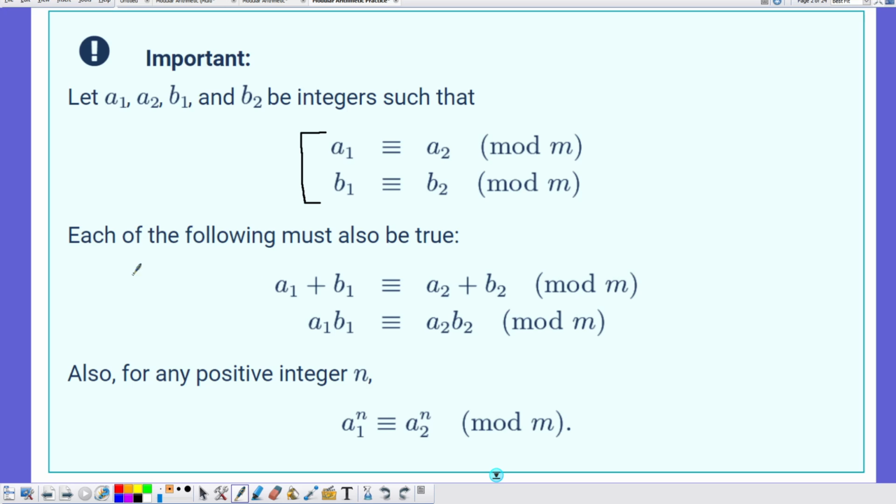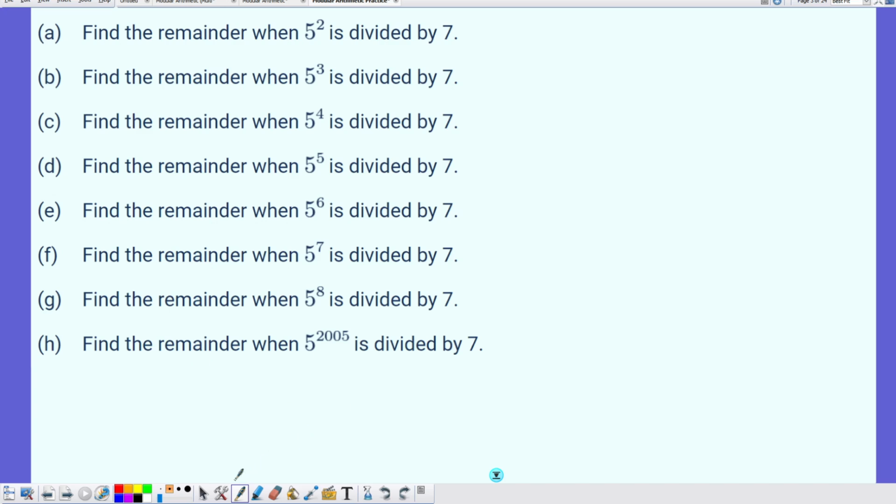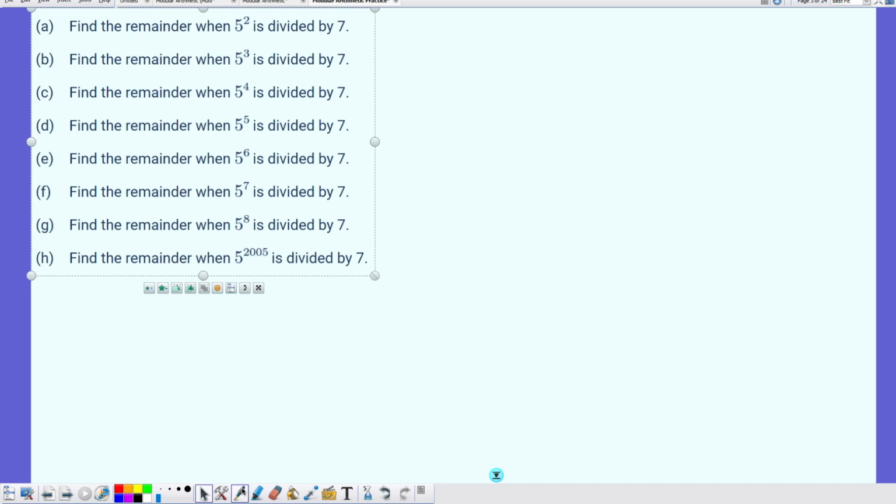So, let's tackle the first problem dealing with all the tools that we have in our pocket, I guess. Alright, so find the remainder when 5 squared is divided by 7, 5 to the third is divided by 7, 5 to the fourth, and so on and so on.